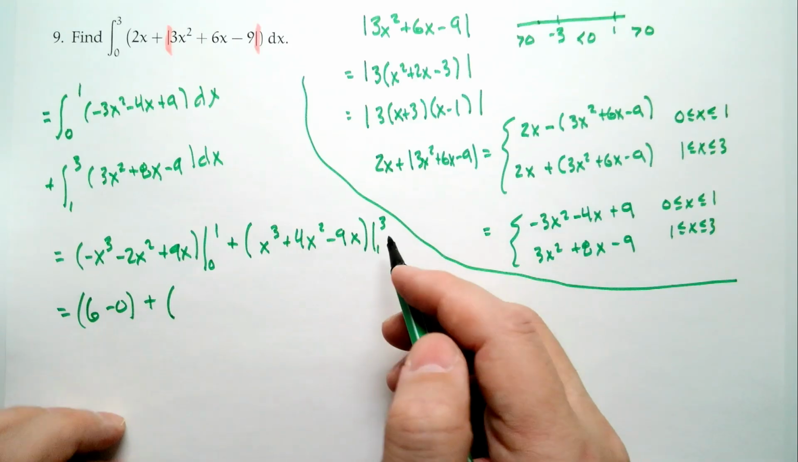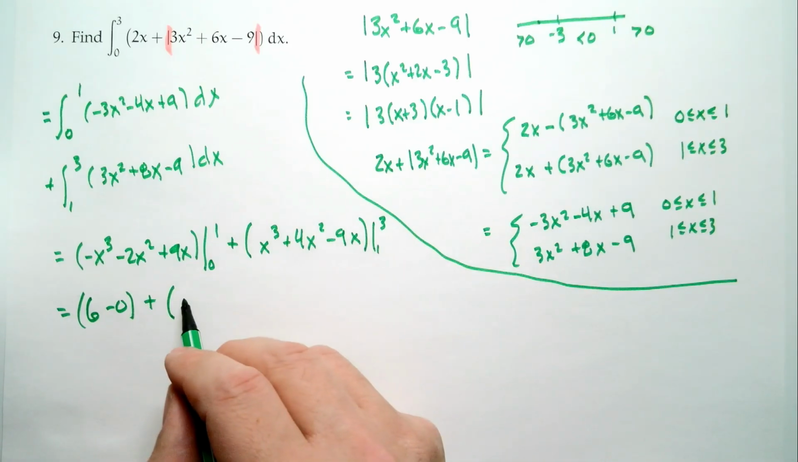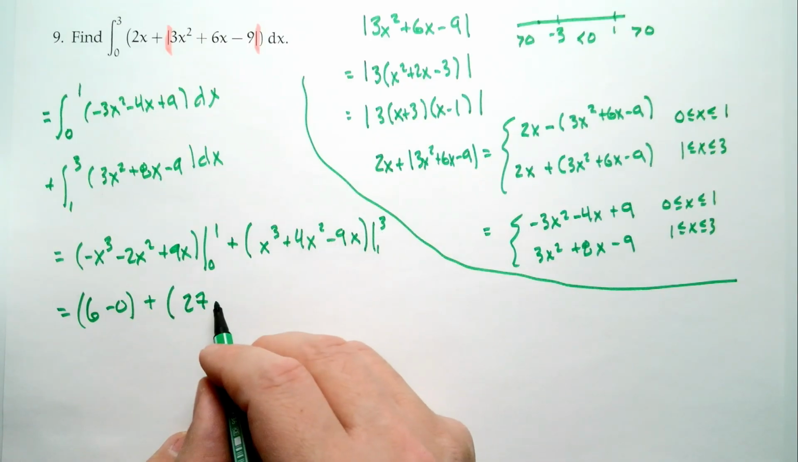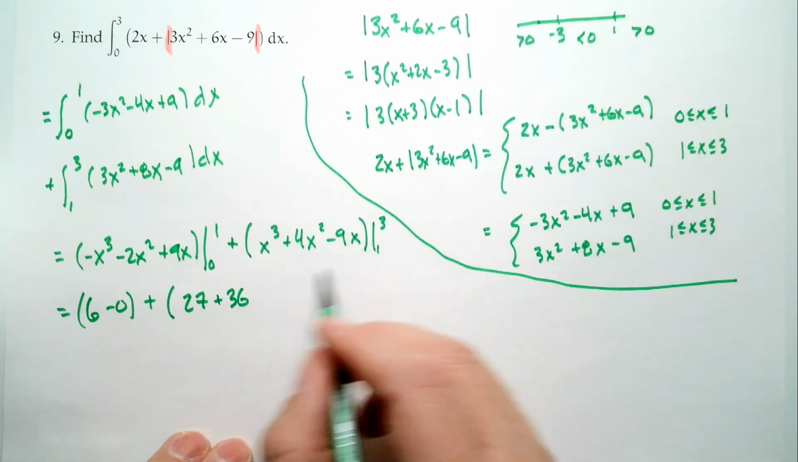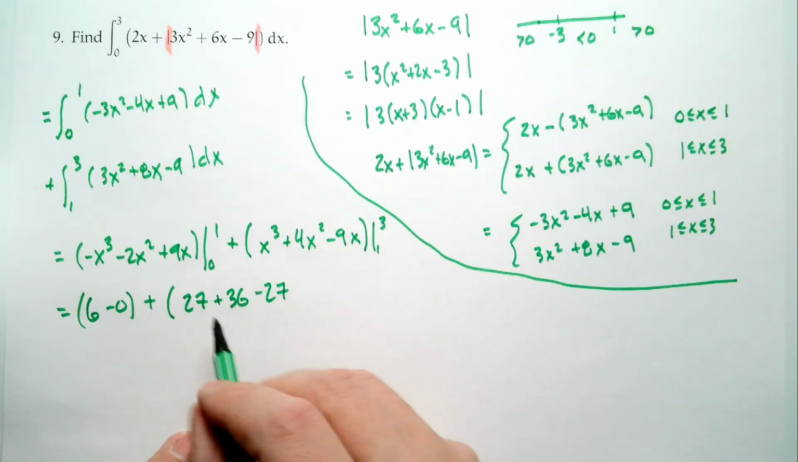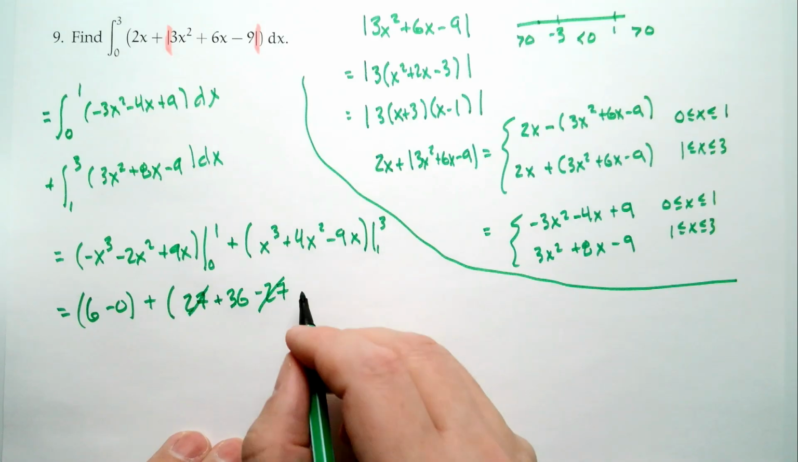we probably shouldn't do the 3 one in our head. Okay, 3 cubed, 27. 4 times 3 squared. Well, that's 4 times 9, which is 36. Then we're going to subtract 9 times 3, which is 27. Oh, we probably could have done that in our head. That turns out to be 36.